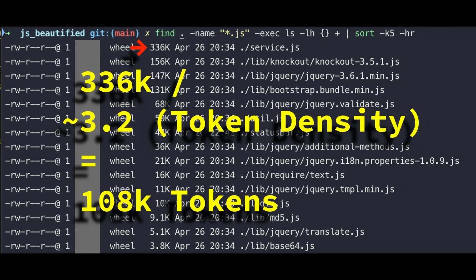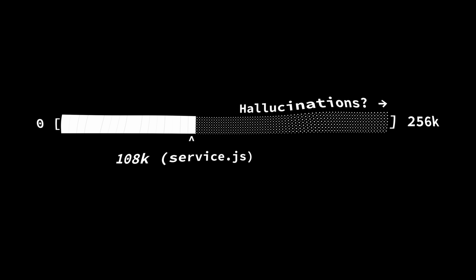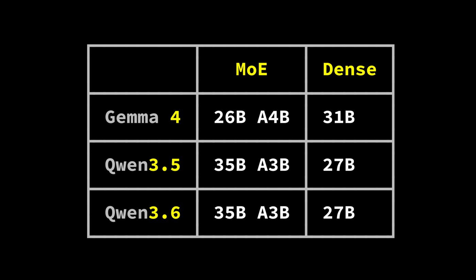And the biggest issue with this modem's portal is that the logic is hidden in thousands of lines of code in huge JavaScript files, which fills the context quickly and makes the models hallucinate. So when I saw Gemma 4 failing this task, I created a memory quality benchmark, which you can find in those previous videos. And I ran it on MoE and dense variants of Gemma 4, Qwen3.5 and Qwen3.6.